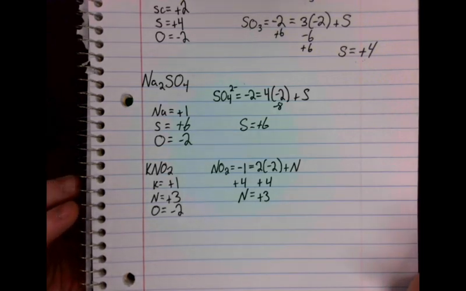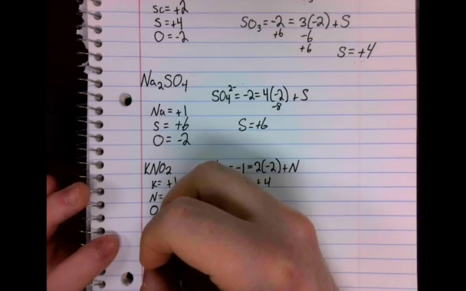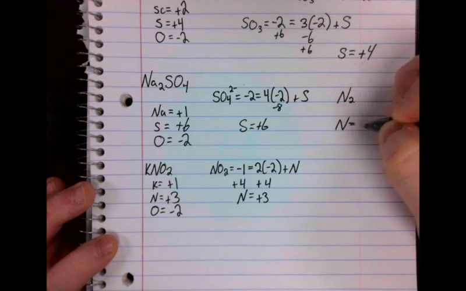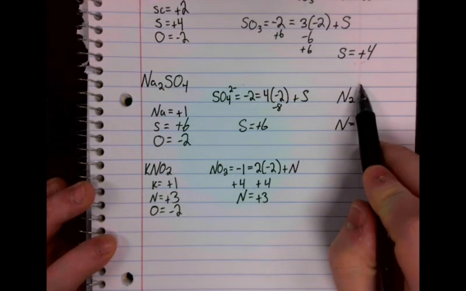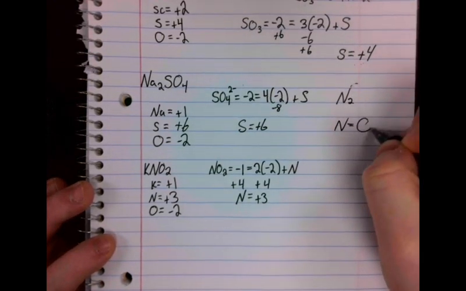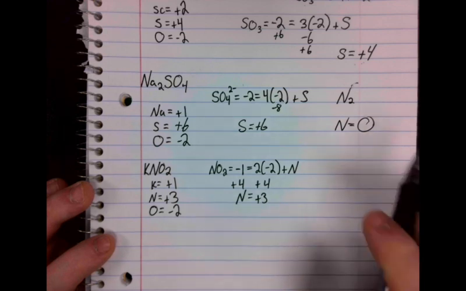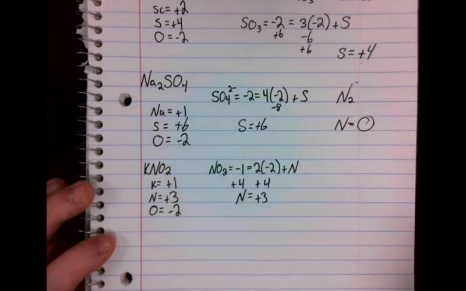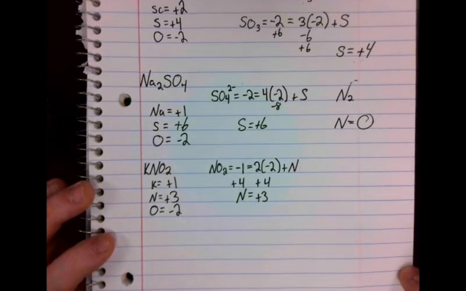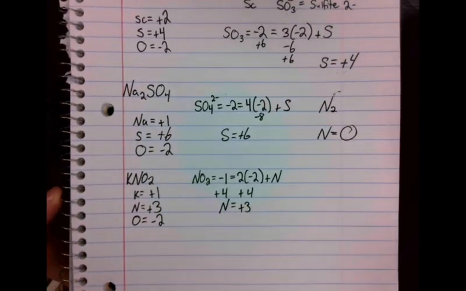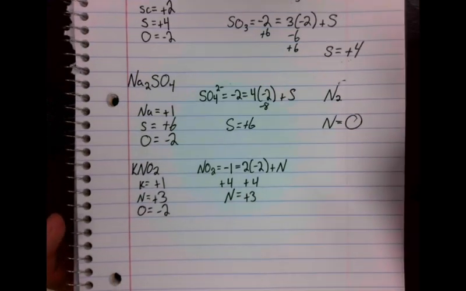Okay, next we've got N2. It's a pretty easy one. I'm actually going to do it over here. We've got nitrogen, and there's no charge. They're both the same atom. That means it's going to have an oxidation number of 0. Anytime it's just a single element or it's a diatomic molecule like N2, it has an oxidation number of 0. That wording is a little bit bad.